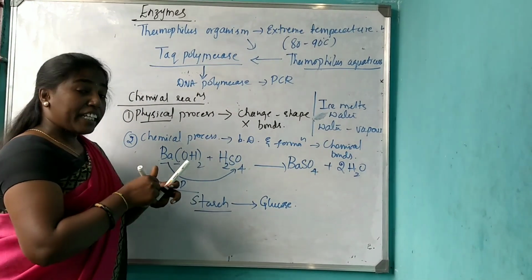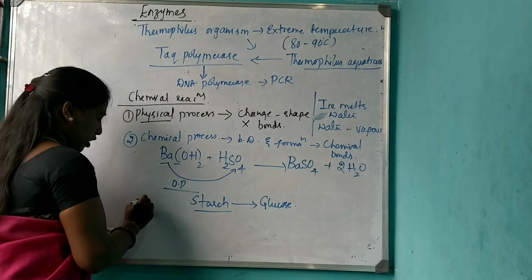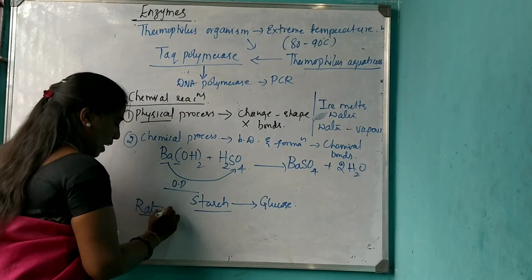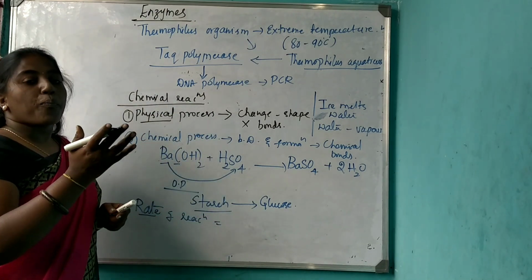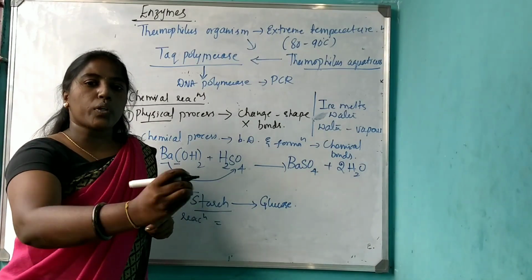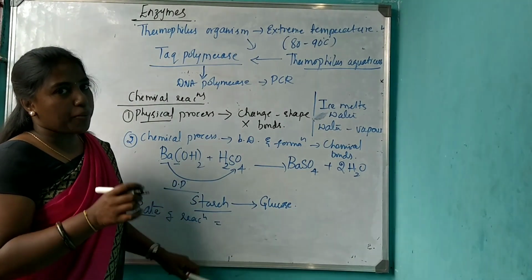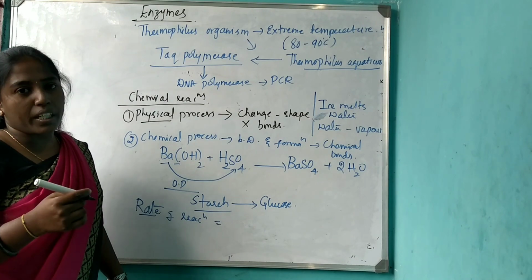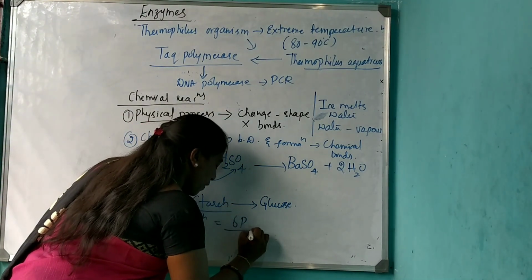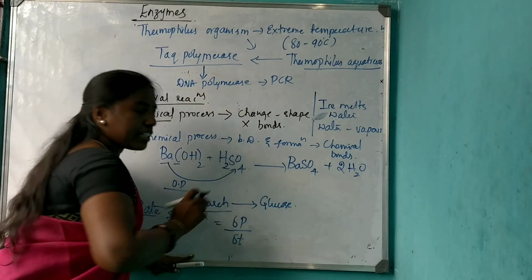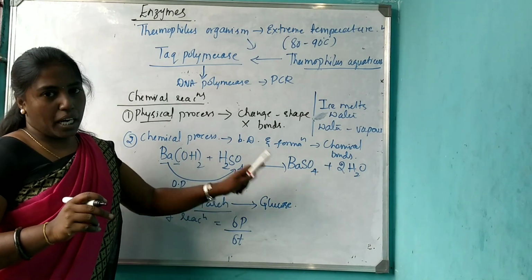So here, the rate of reaction of metabolites or biomolecules. What is the rate of reaction? The rate of reaction is nothing but the amount of product formed in a unit time. It is expressed as delta P divided by delta T. Delta P represents the amount of product and delta T represents the time taken.